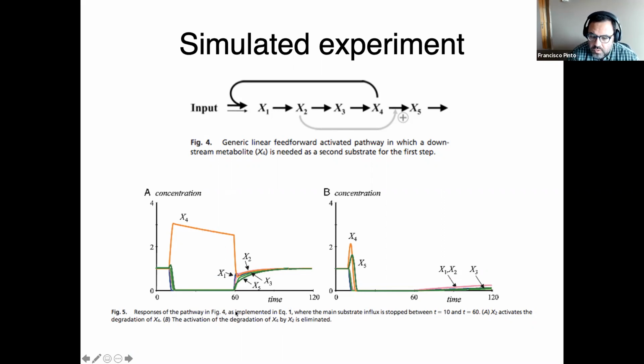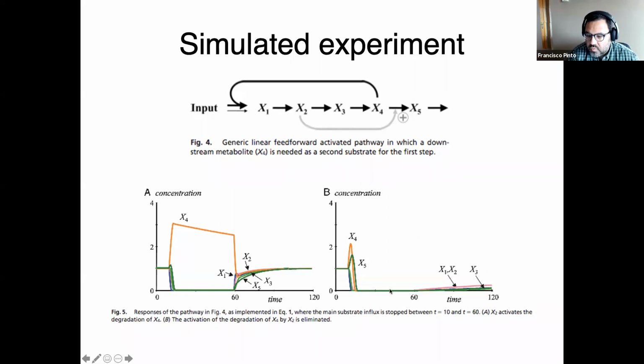And when glucose appears again, you still have a large amount of X4, and X4 is important for the first reaction to occur, because X4 is going to be the donor of the phosphate group to phosphorylate glucose into glucose 6-phosphate. Then, as you have a large amount of X4, the system will recover very rapidly. All the concentrations of the intermediates will recover in a small amount of time.